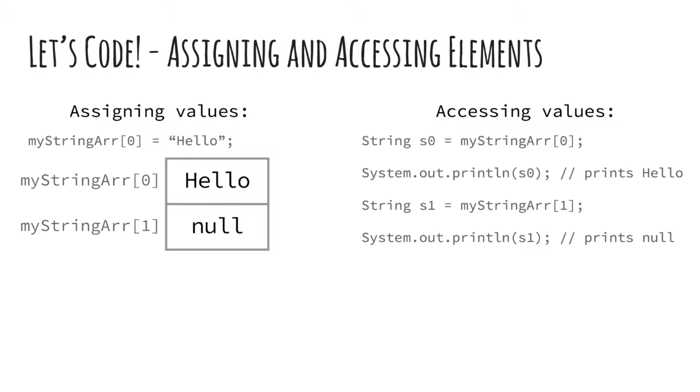Getting and setting values in an array is as simple as using square brackets and specifying the index of the element which you're trying to get or set. As you can see on the left-hand side, we're using our myString array from the last slide and setting the element at the index position 0 equal to hello, as you can see in our visualization. On the right-hand side, we're using the same square brackets in order to access values and then print them out.